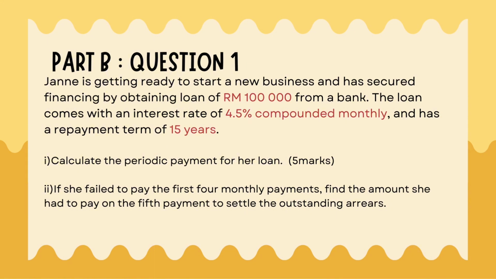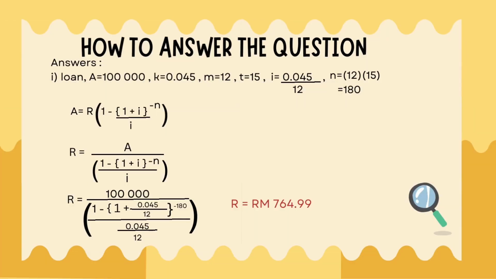Jane is getting ready to start a new business and has secured financing by obtaining a loan of 100,000 ringgit from a bank. The loan comes with an interest rate of 4.5% compounded monthly and has a repayment term of 15 years. So calculate the periodic payment for her loan, which is the R. I will explain the calculation at the next page. Now I will show the calculation for question 1.